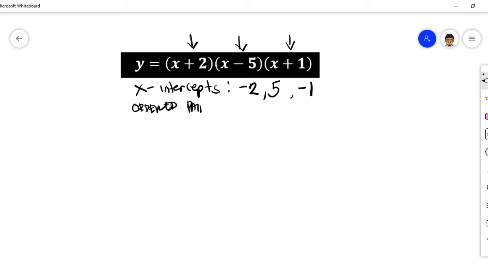The graph, using the x-intercepts, the graph will pass through the points negative 2 and 0. We have 5 and 0. And we also have negative 1 and 0. So, our graph will pass through the x-axis at point negative 2 and 0, 5 and 0, negative 1 and 0. So, next is the y-intercept.